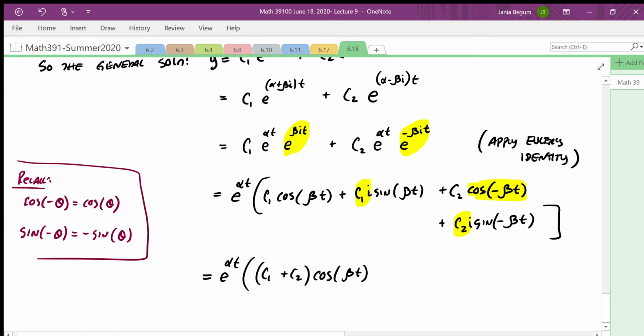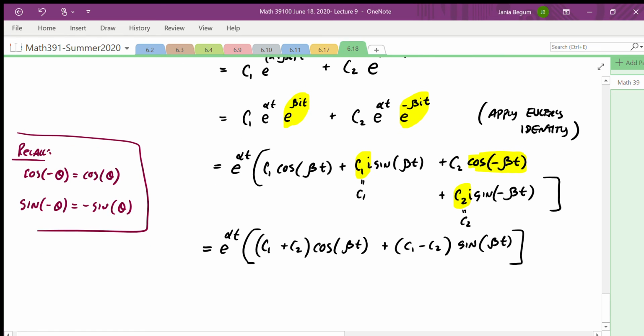Now for the sine terms, I have C1 and C2, so I'm going to call this one C1 and this one C2. Now, from the left side, I wrote sine of negative angle. You can pull out the negative because sine is an odd function. So I can pull that negative out. So I'm going to have C1 minus C2, and they all share sine beta t. So that's what we get by applying identities and grouping the constants together.